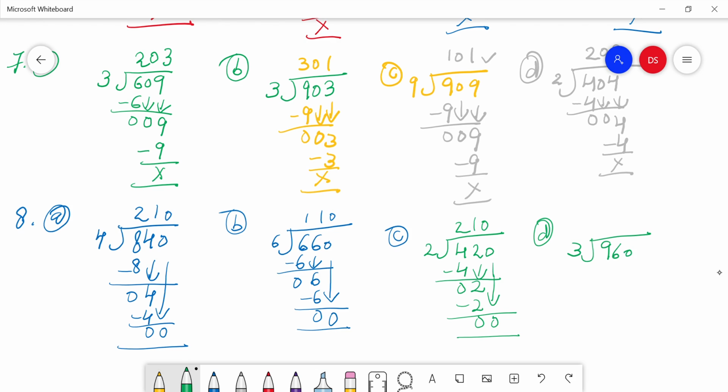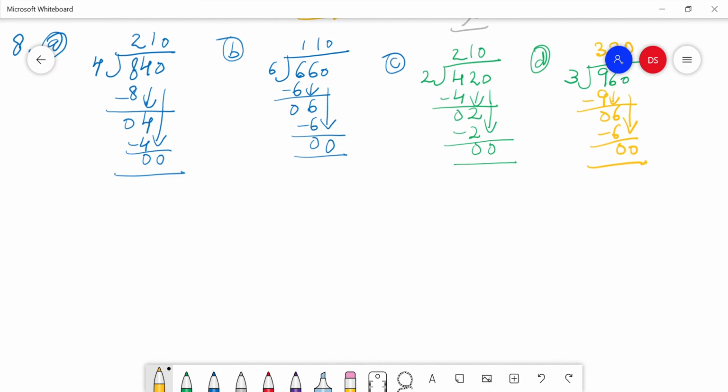divided by 3. 3 threes are 9. This is 0. 3 twos are 6. 6 minus 6 is 0. Last digit is 0. When we divide 0 by 3, the answer will be 0. So the answer is 320.